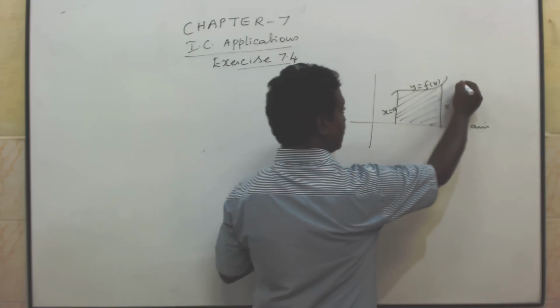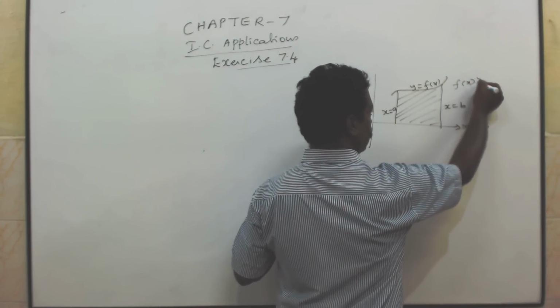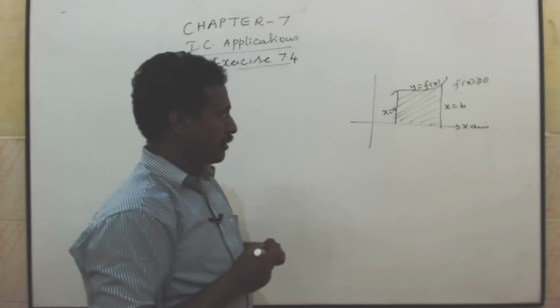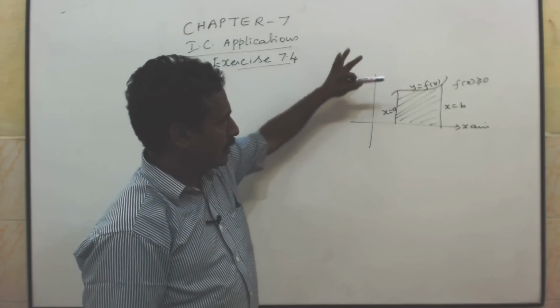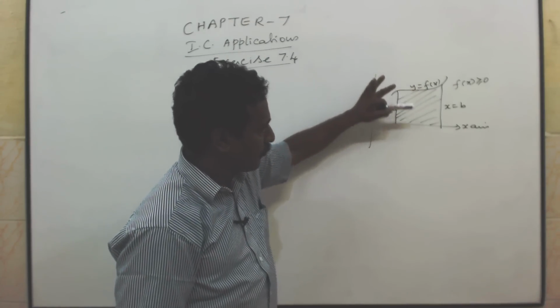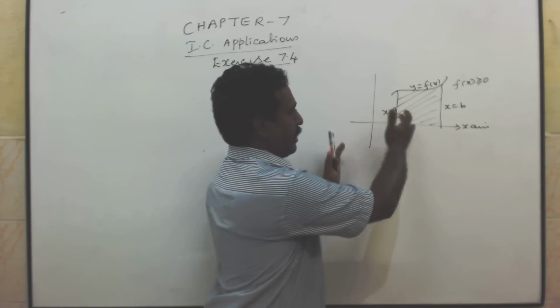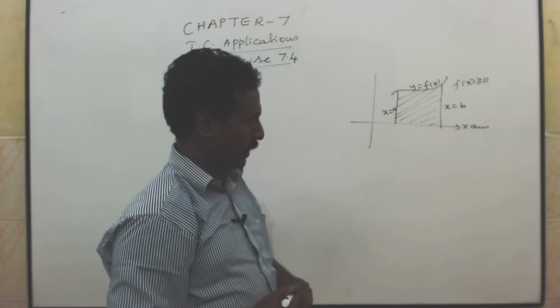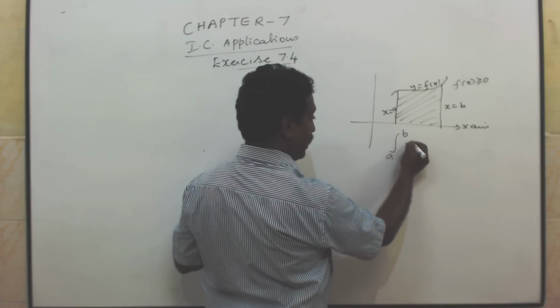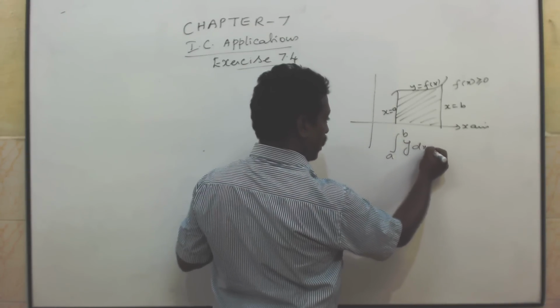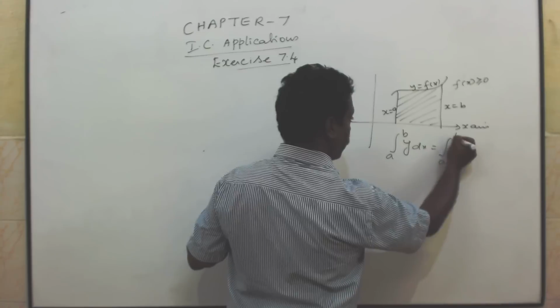Here the f of x is greater than or equal to 0. First condition, f of x positive, greater than or equal to 0. The area between the curve y equal to f of x and x-axis between the lines x is equal to a, x equal to b, is integral a to b y dx or a to b f of x dx.